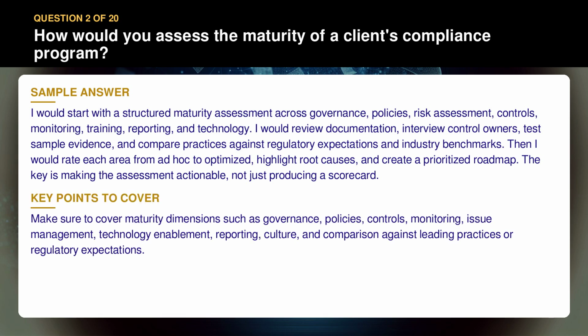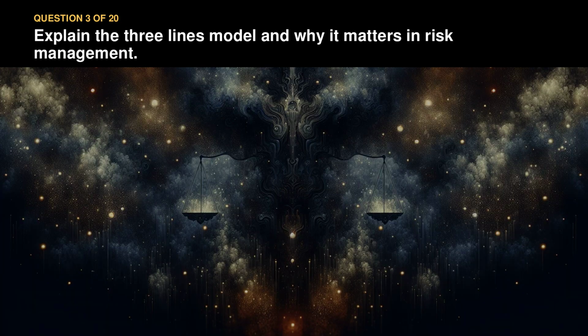Make sure to cover maturity dimensions such as governance, policies, controls, monitoring, issue management, technology enablement, reporting, culture, and comparison against leading practices or regulatory expectations. Question 3. Explain the 3 lines model and why it matters in risk management.